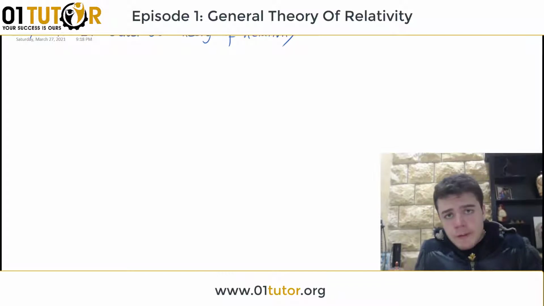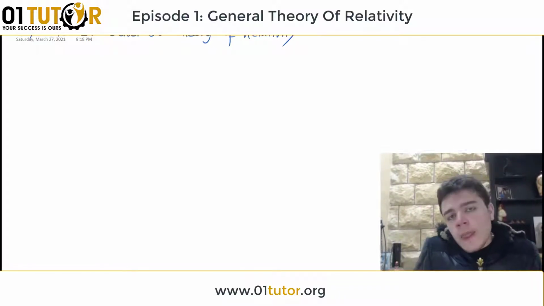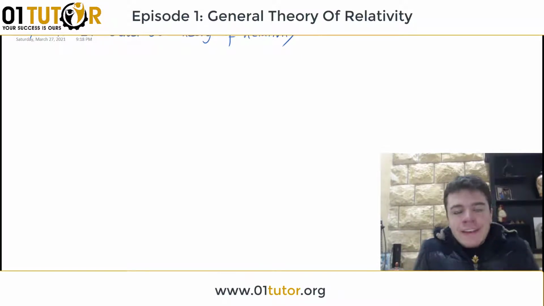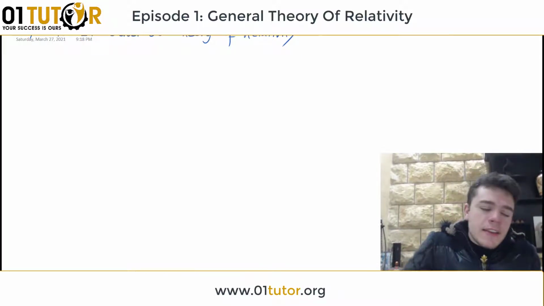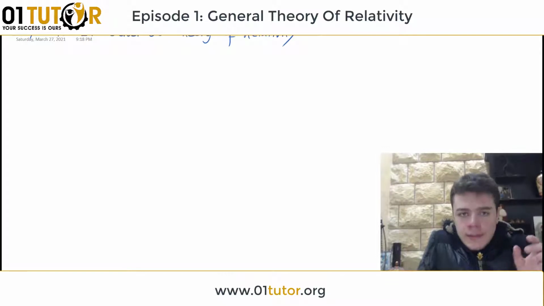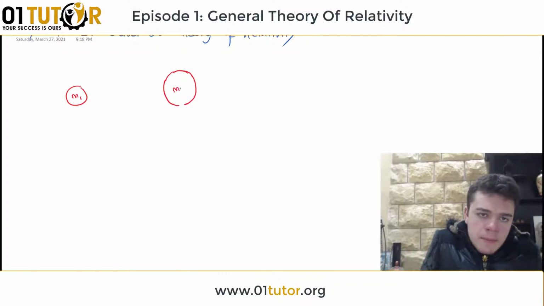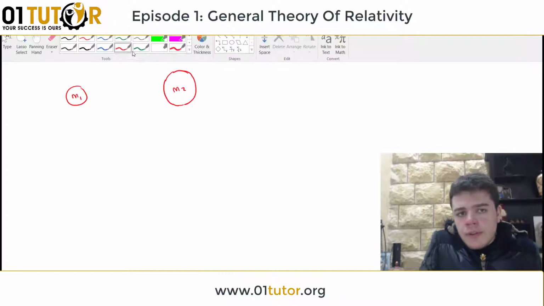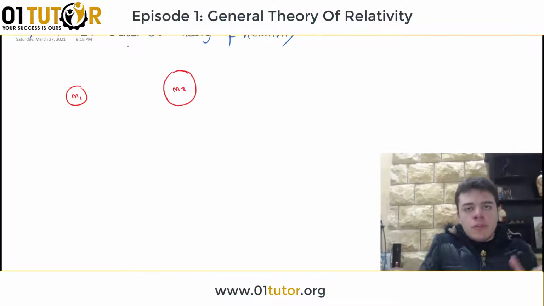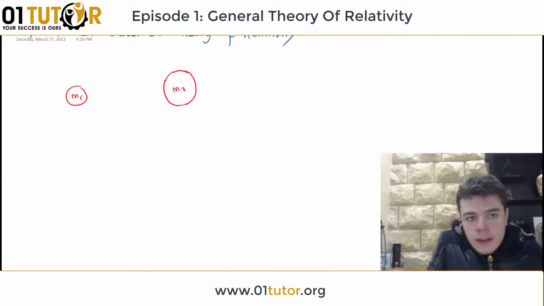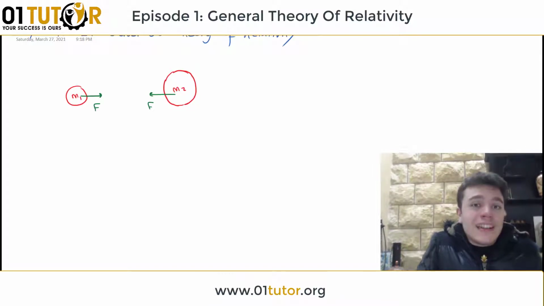In 1687, Sir Isaac Newton, known for his 3 laws of motion, gave a formula that explains the gravitational force. He basically said that if there are 2 masses next to each other, let's call this mass number 1, m1, and this mass number 2, m2, then there will be a force pulling them towards each other. Let's denote it as F.